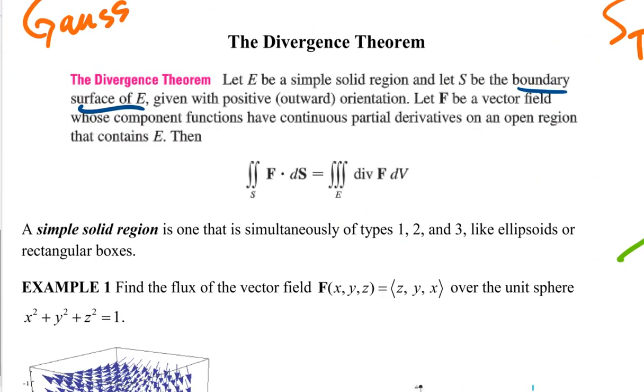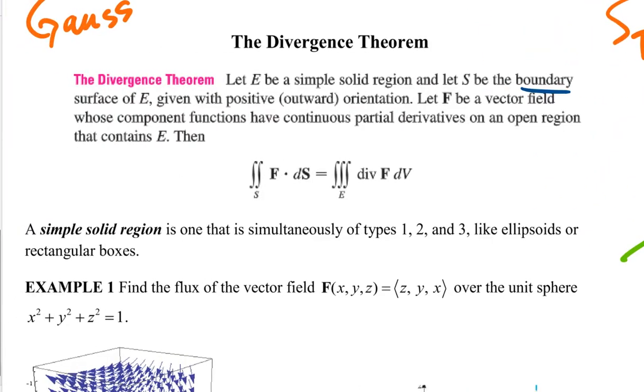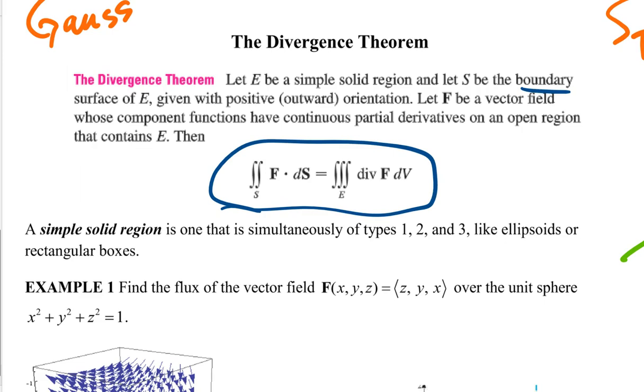Let F be a vector field whose components have continuous partial derivatives. We talked about that before. In an open region that contains E. Then this is the divergence theorem. I'll give you this on the test. I'll give you this on the formula sheet.